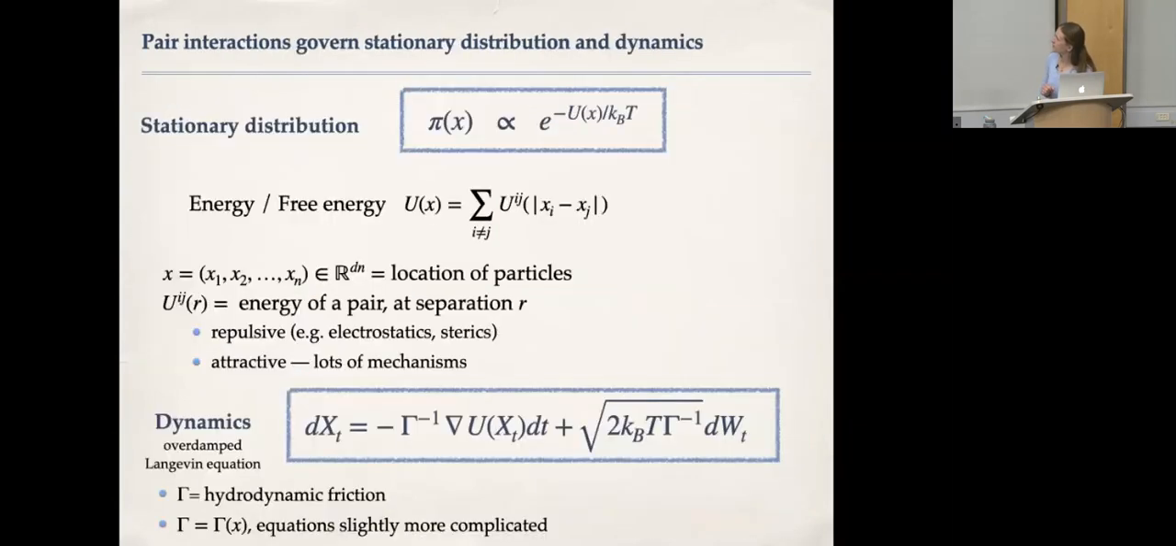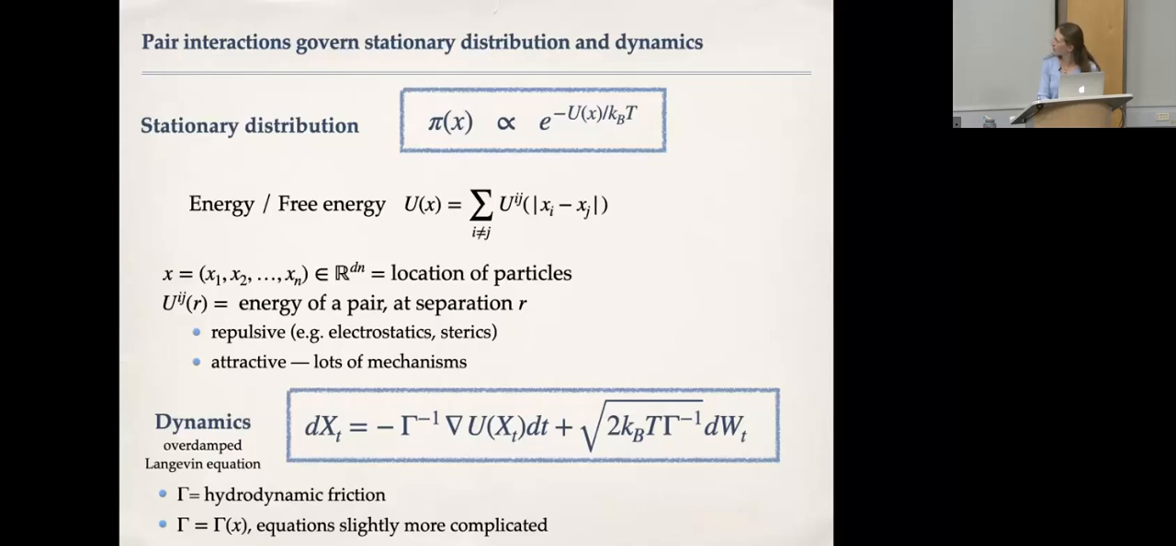Okay, so the two things that I'll be interested in this talk will be, one, if we have a collection of such particles, how can we describe its stationary distribution? In other words, if we let the system evolve under thermal fluctuations for a long time with no additional forcing, what's the probability of finding the system in a given state? And that stationary distribution is just the Boltzmann distribution, where U of x is the internal energy, x is the list of particle coordinates, and T is the temperature.